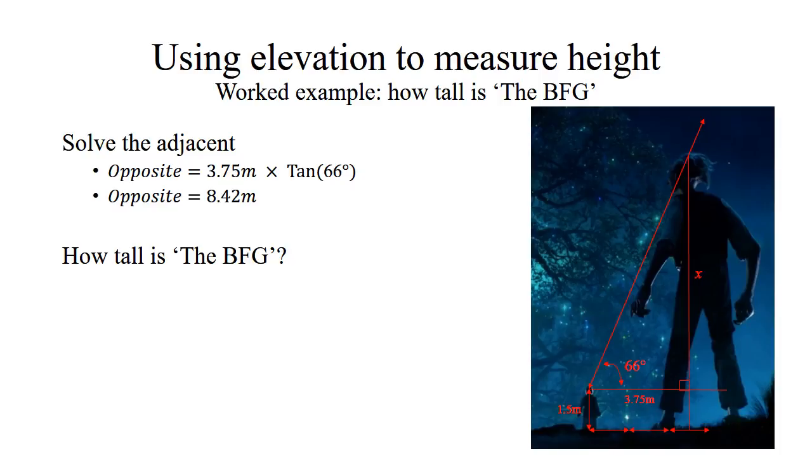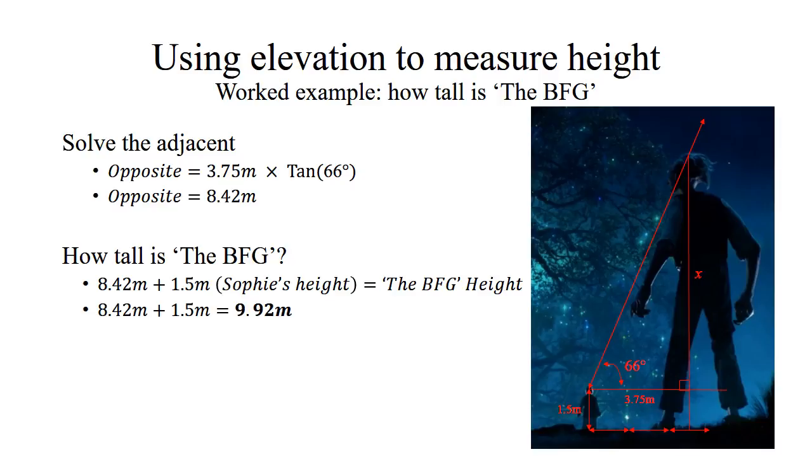No, you need to remember that when you're taking a clinometer reading, you're taking it from your eyesight's horizon. So you also have to remember to add in your height to your final measurement. So we add Sophie's height, because she's the one taking the measurement, of 1.5 meters to our 8.42 meters that we got from our equation, and our result is 9.92 meters.